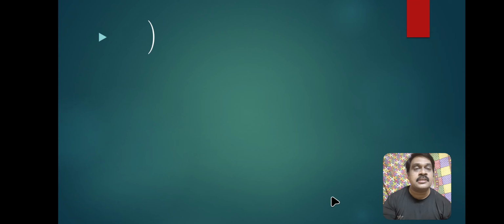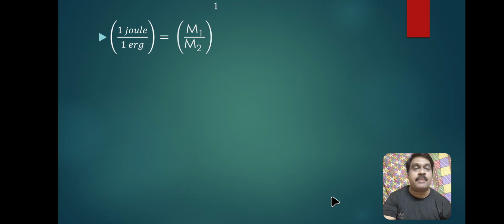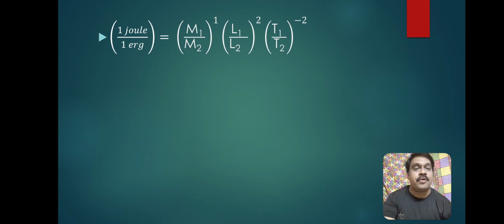The next thing is to find the substitution for them. So 1 joule by 1 erg is equal to m1 by m2 whole power 1, similarly L1 by L2 whole power 2, that is whole square, and T1 by T2 whole power minus 2. This is the relationship, because I have to find how many ergs are equal to 1 joule. So I have to substitute the expression for joule, then only I can find it.